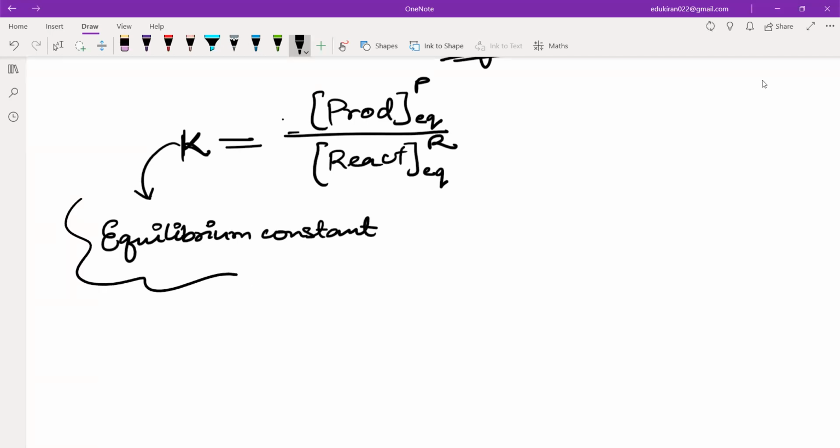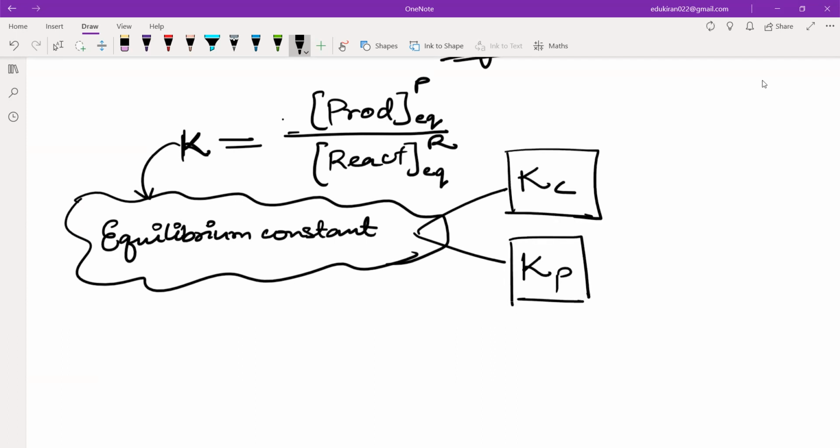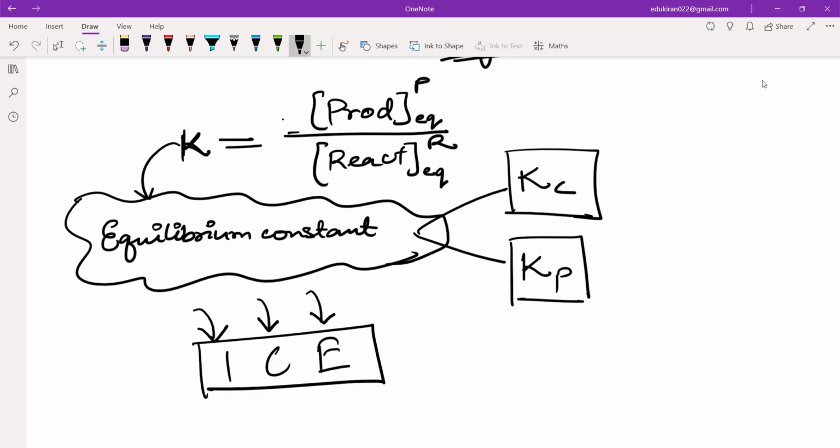We will be learning more about the equilibrium constant. There are two types. If we measure the equilibrium constant in terms of concentration, we write it as Kc. If we do it in terms of pressure, we write it as Kp, and so on. Today was just a formal introduction to equilibrium, to let you know what we are going to do. And please keep in mind, we will always be doing ICE: the initial condition of the system, then we change something, then the equilibrium condition of the system.